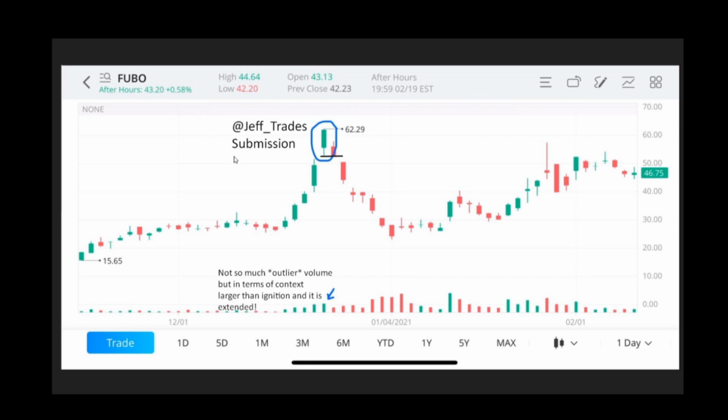All right, Jeff trade submission. This one's nice because it shows that while it doesn't exactly have that outlier volume, that thunderous, monstrous, towering volume, it is in context larger than the entire ignition volume, larger than this entire move up, and this move up is extended. So what that tells me is you have an extended move up, the volume's not even that large, but the volume at the top encompassed all of that move. So that tells me that there's not going to be enough gas left in the tank before you see some kind of consolidation, pullback, profit taking, or whatever.